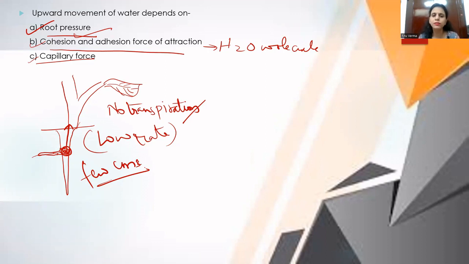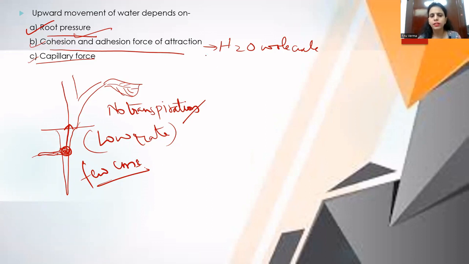Okay, there's something else which is actually helping this water to move up. Root pressure is built up in roots due to continuous absorption of water when there is no transpiration or very low rate of transpiration. The second force which helps in the upward movement of water is cohesion and adhesion force of attraction.